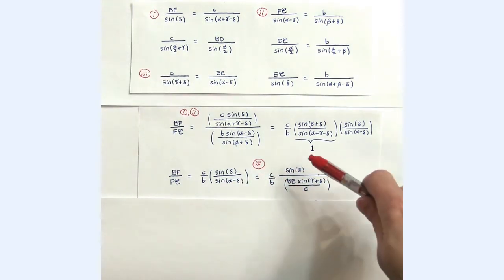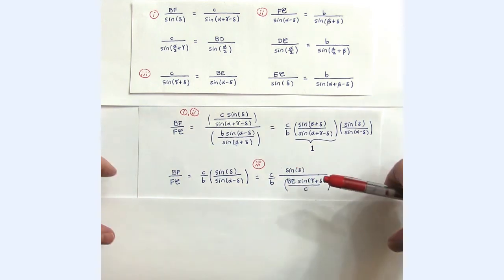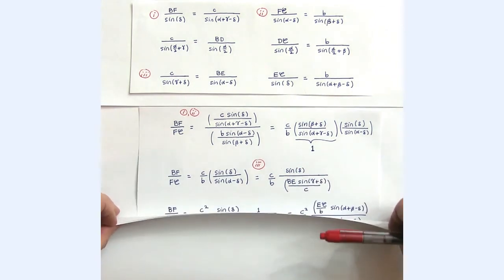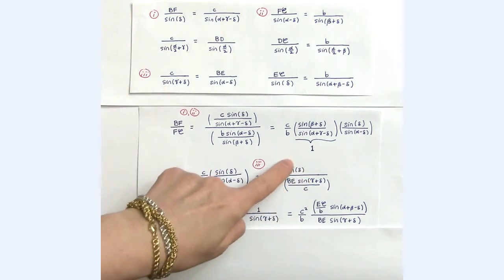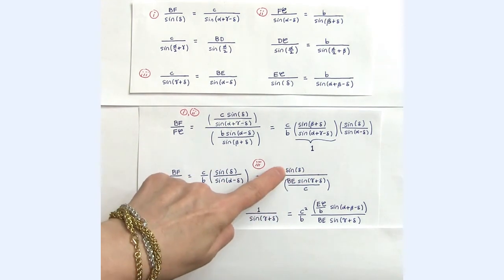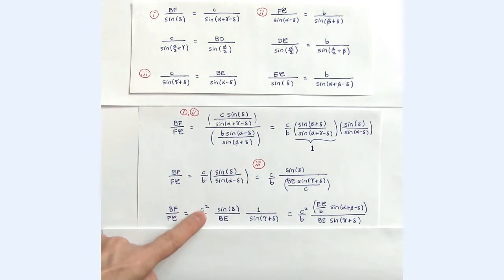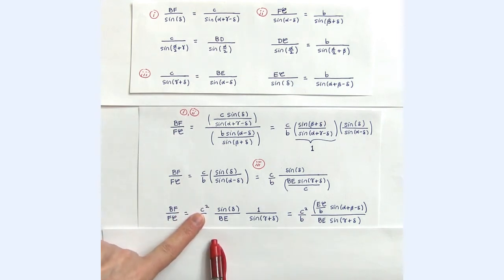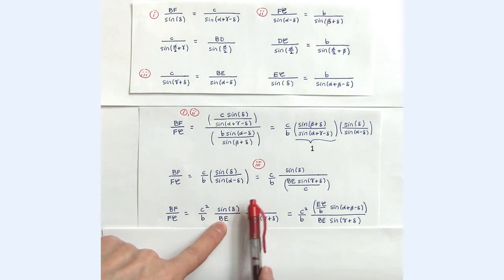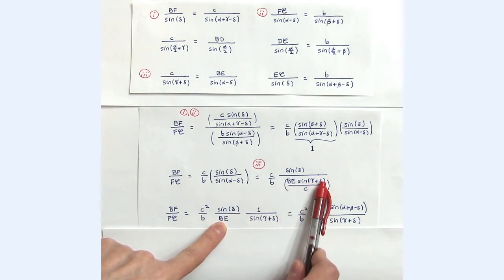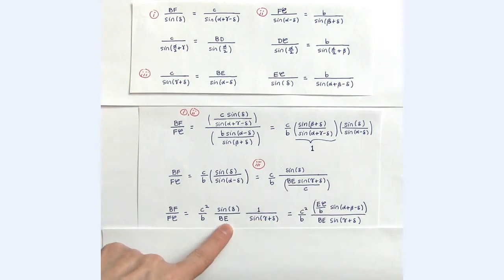And now I'm going to simplify this stack of ratios, like this. And I'm almost done. So this stack of ratios simplifies to c squared over b, and then I have the sine of delta in the numerator and BE times the sine of gamma plus delta in the denominator.